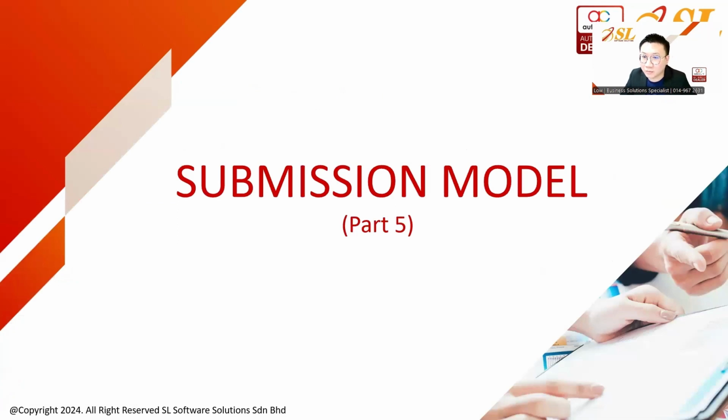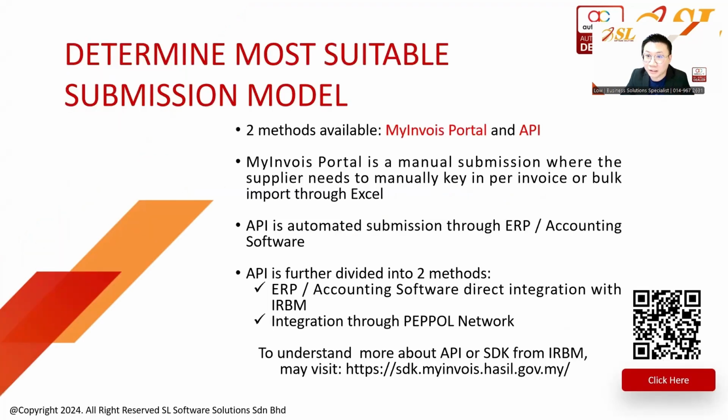And the submission model, part 5. Once again, we only have 2 methods to submit. One is via the MyInvois portal, another one is via the API. The MyInvois portal can submit one by one, either using the app or the website, or from the website you can download the Excel, fill in the Excel, and then submit using the Excel.